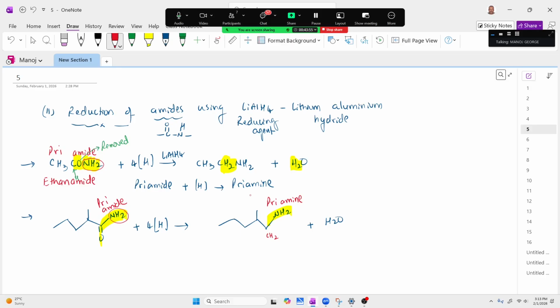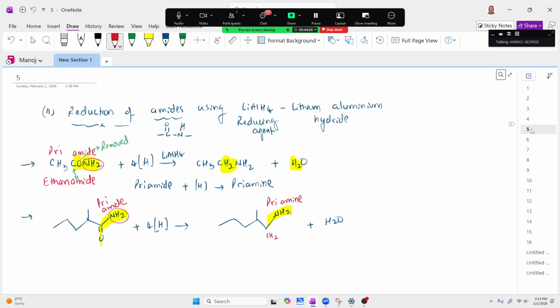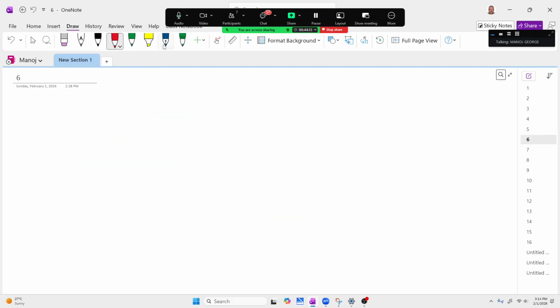So I have finished with you till now two ways how to get a primary amine. First one done, second one done. Everyone okay? Let's do another one. This is also to get a primary amine. The third way to do it.